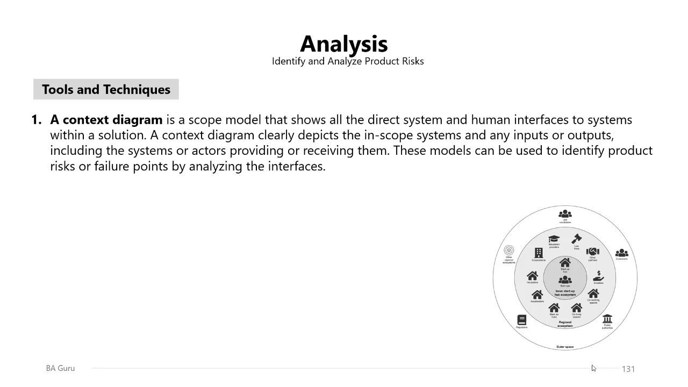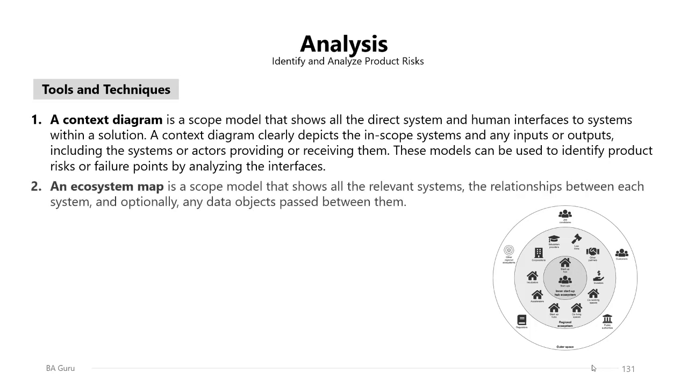The context diagram clearly depicts the in-scope systems and any inputs or outputs, including the systems or actors providing or receiving them. And these models can be used in order to identify the product risks or the failure points by analyzing the interfaces shown in the context diagram. So you will use this model in order to look at the interfaces within the solution of the project or the product in order to analyze any failure points in these interfaces.